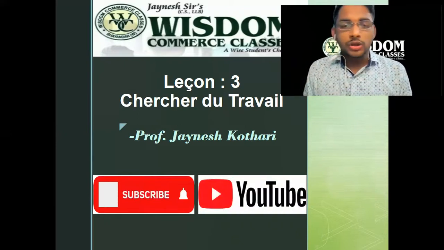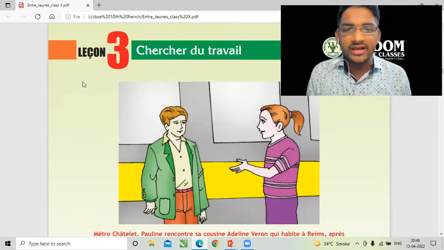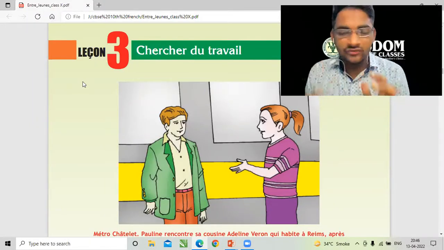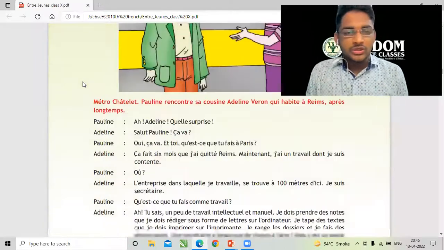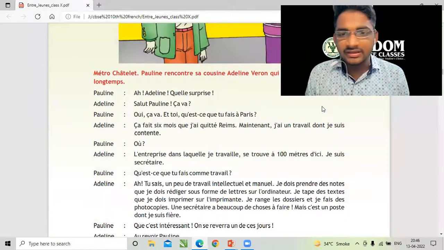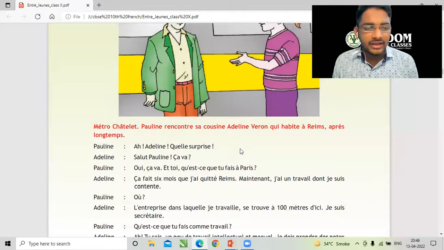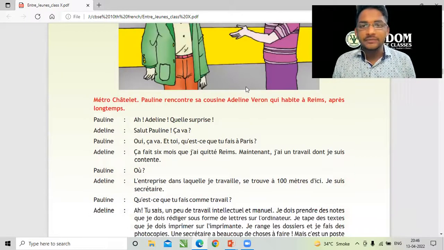Okay, let's start, students, with Leçon 3, Chercher du Travail. Chercher du Travail is to look for some work, to search for some work. You can see there are two characters in this particular page. The names of the two characters are Pauline and Adeline. So let's start. There is a conversation between them and let's see what they are talking about.